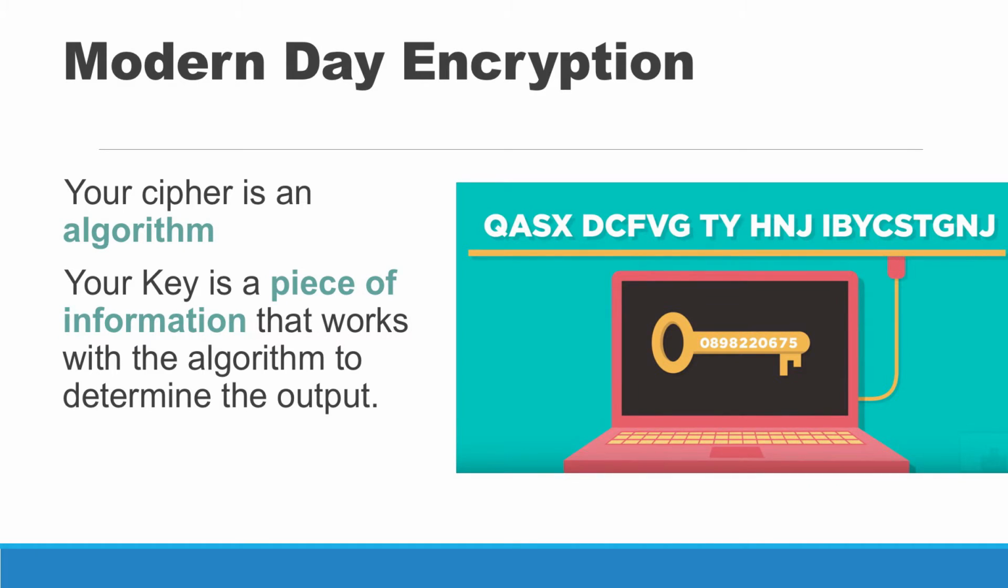Modern-day encryption is no different than the types of encryption exercises you've learned in this lecture and in our homework. The only difference is, instead of using something like a Caesar cipher as the rules for encoding information, your computer uses something more complex, an algorithm. The key, or the way that you need to arrange those rules when you're dealing with modern-day encryption, is a piece of information that works with the algorithm to determine the output.